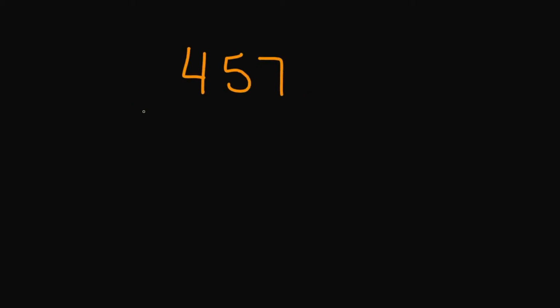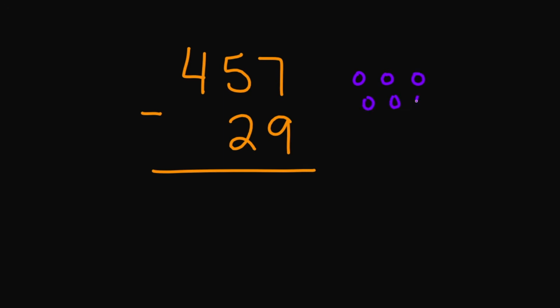Okay, let's try 457 minus 29. First, we're going to work on the ones place from top to bottom. So we have 7 minus 9. We're running into some problems here because that means I have 7 marbles and I'm trying to remove 9 marbles from here. I don't have enough. So now I need to borrow.